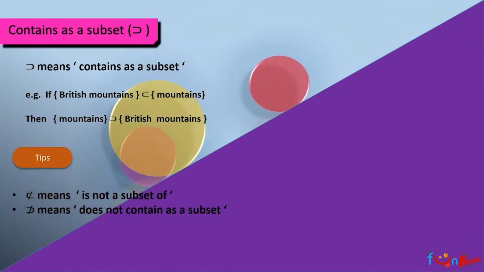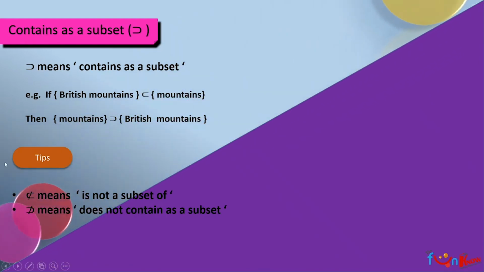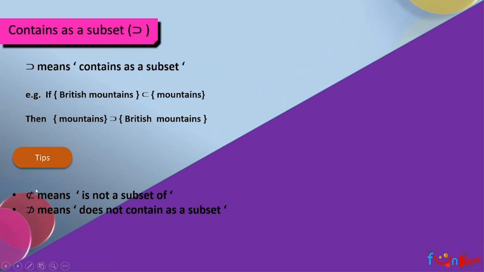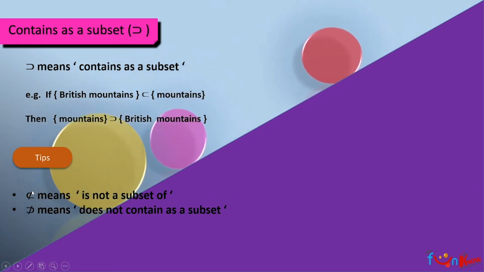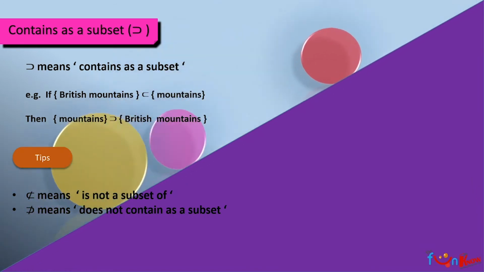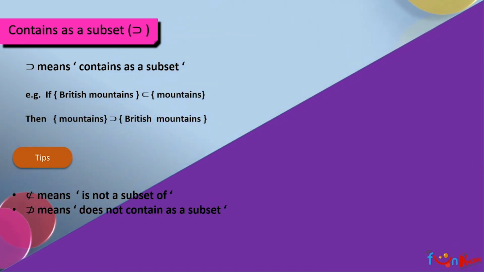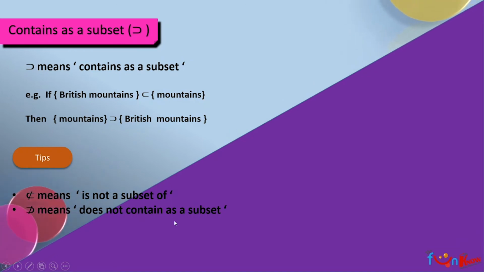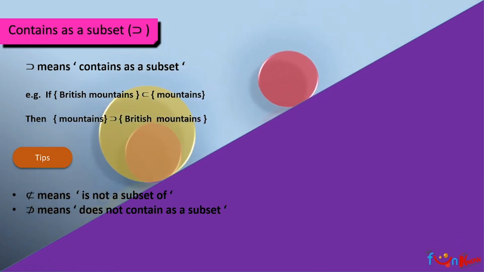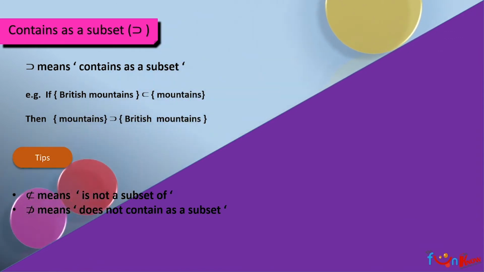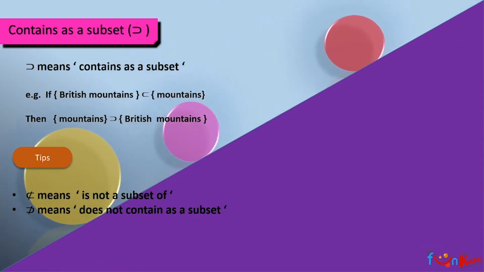There are some tips which you have to keep in mind. If there is the subset symbol, and if there is a slash over it which cancels the subset, that means "is not a subset". If this symbol is over here, "contains as a subset", and if there is a slash over it also, that means it does not contain as a subset. So whenever there is a slash, you have to consider it as "not". So it is not a subset, it does not contain a subset, like that.